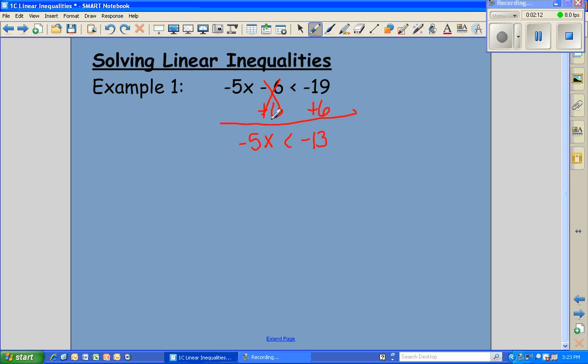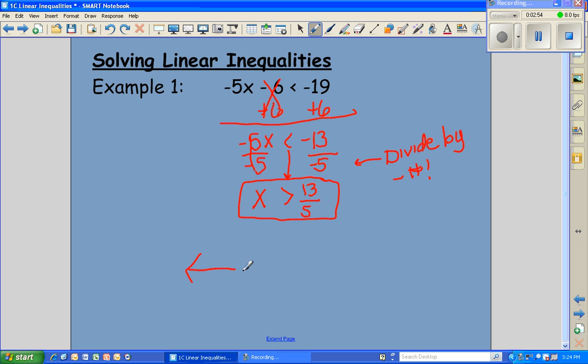So our next step in order to get the x by itself is to get rid of this -5. So we're going to need to divide each side by -5. So right here we divided by a negative number. So you've got to remember that when you go to do this, this guy has to switch directions. Okay, and -13 divided by -5 is 13/5. So your answer would be x is greater than 13/5.